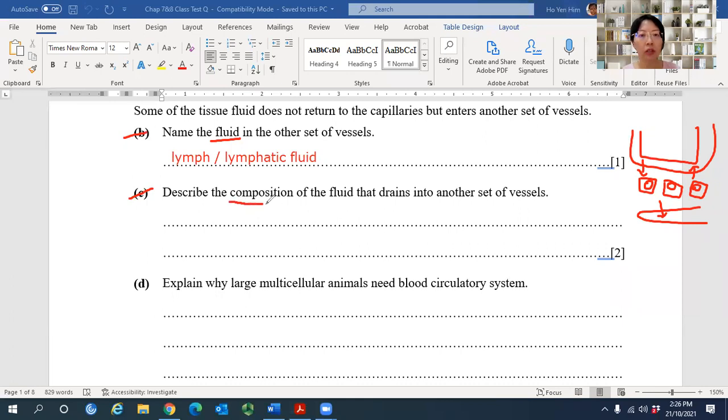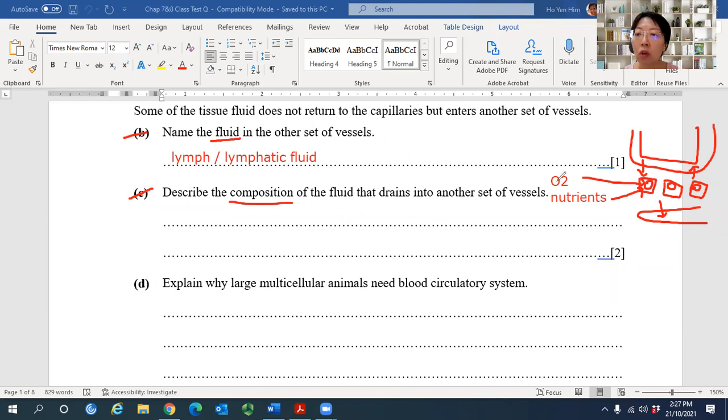Okay, so C: describe the composition of the fluid that drains into another vessel. So what is the composition of the fluid here? You must know what happens when the fluid from blood plasma goes into the tissue fluid. The useful materials will be taken up by the cells, the oxygen and the nutrients. Not all, most of them will be taken up. It is by diffusion until equilibrium is reached, unless it's active transport. If diffusion, then after they take, the concentration on both sides will be the same.